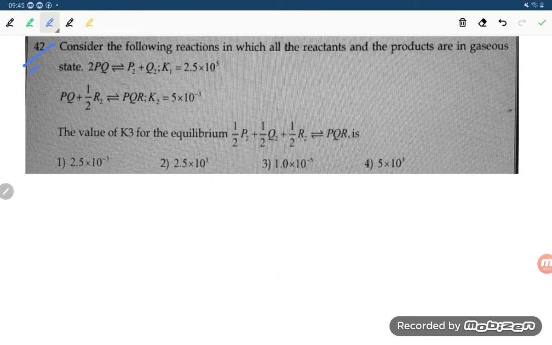Hello, good morning students. Let us see one very good problem on equilibrium.